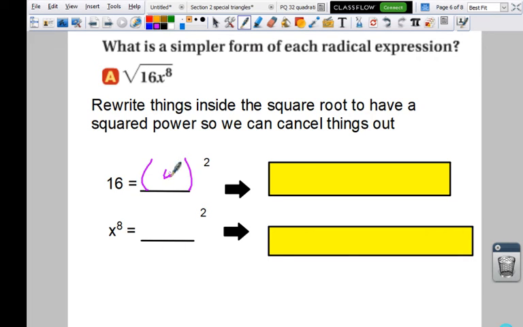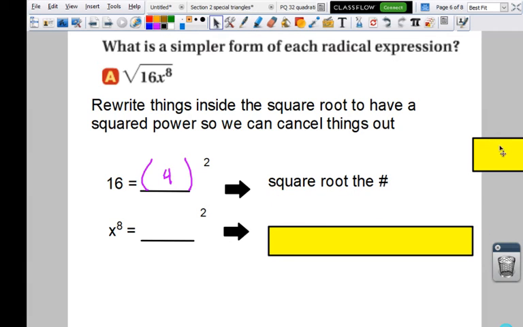Okay, so whenever you have a number, like in this one, since it's a square root, see if you can square root the number and rewrite it.